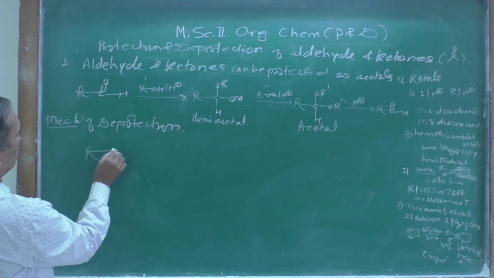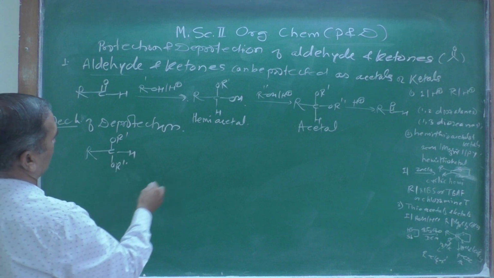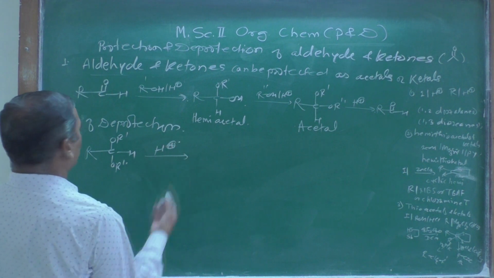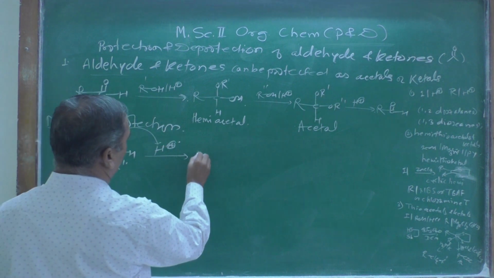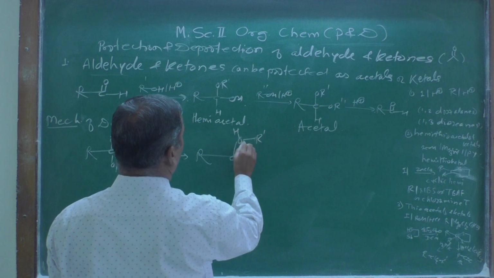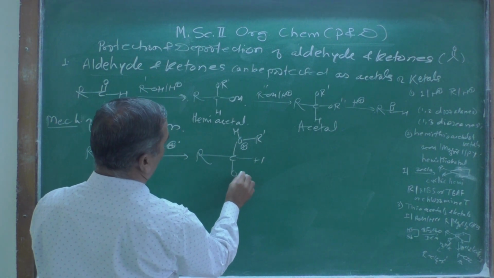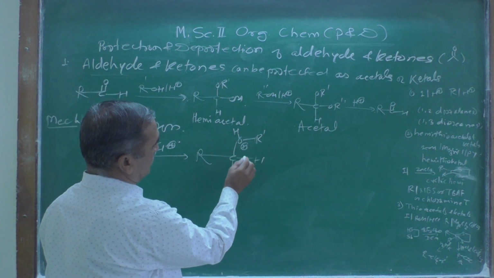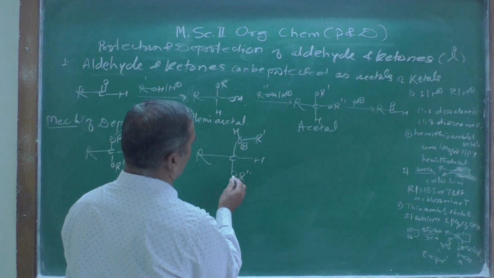R C O R dash, then O R double dash H. Now it is treated with H plus in an acidic medium. Now what is going to happen? The lone pair which is present on it picks up a proton over here, and you are going to get R O R dash H, positive charge on that oxygen atom, hydrogen, then this OR double dash, we can call it. And when this becomes protonated, what is going to happen?